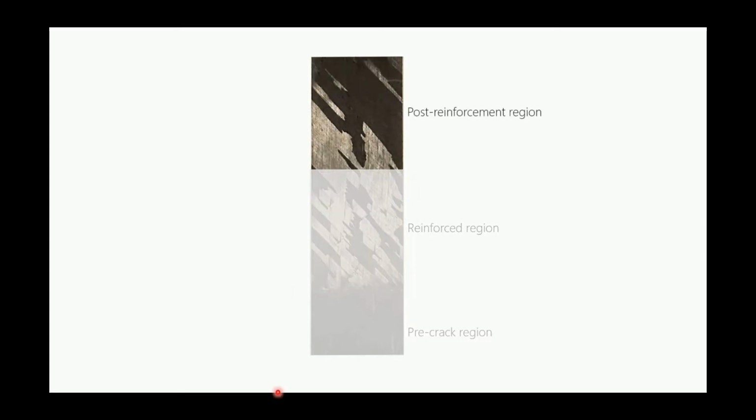We can clearly see the tabs on the surface, for example here and here, as well as the points where they passed through the slits to connect to the ply below the surface that we can see here. For example, in this location and in this location, and here we can see where the slits were located. Finally, the third region is the post-reinforcement region, where there was no interlocking of the plies.